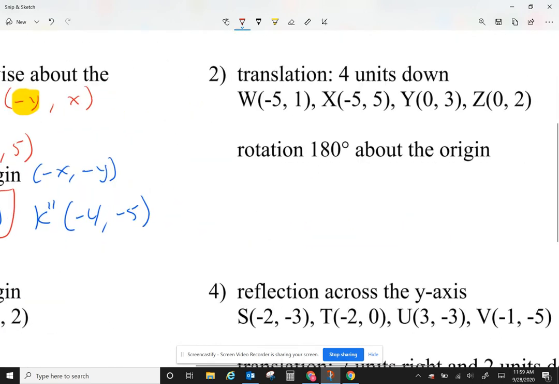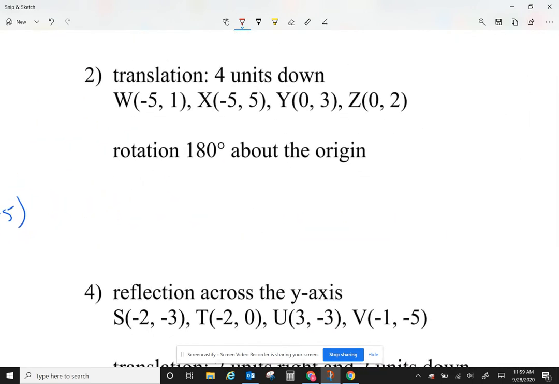All right, let's take a look at question number 2 now. Question number 2, translation 4 units down. Since I'm not moving sideways, I'm just moving down, that tells me that I'm going to leave the x value alone. Now, 4 units down, I'm going to represent as y minus 4. So I leave the x value alone because I'm not moving sideways, and for the y value, I'm going to subtract 4.